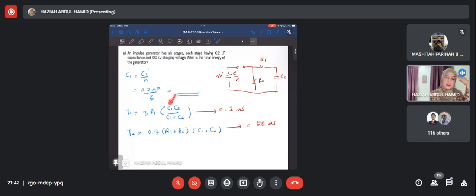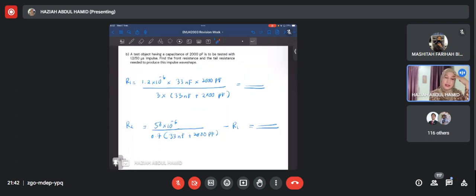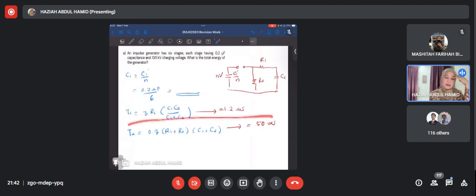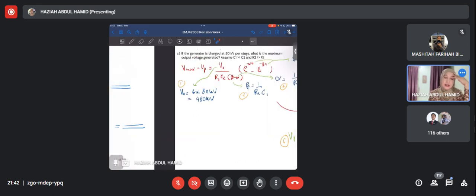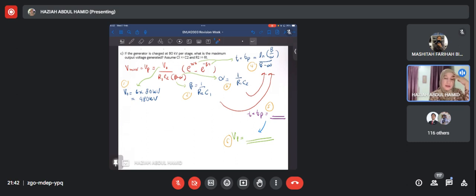Yang ni ada 1R saja, this one ada 2R. Kalau you tak dapat ni, you kena dapat this one dulu baru dapat ni. Okay, so ini dah tahu, ni known, dapatlah R1. Once dapat R1, dapat R2. Okay, 50 from this equation, I rearrange and then I obtain this equation. Because my target is to find the tail resistance and front resistance. Right? Easy kan?